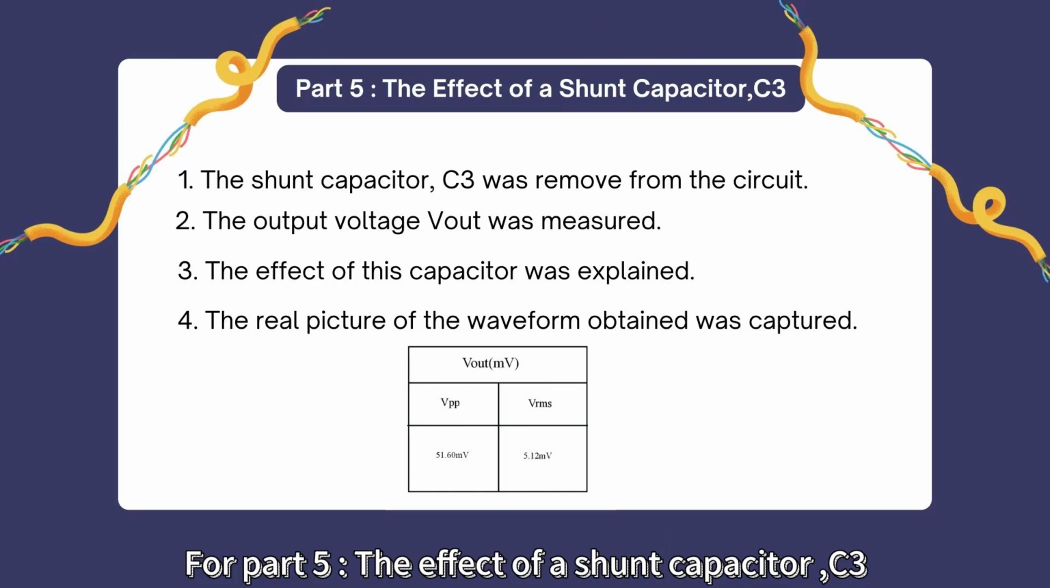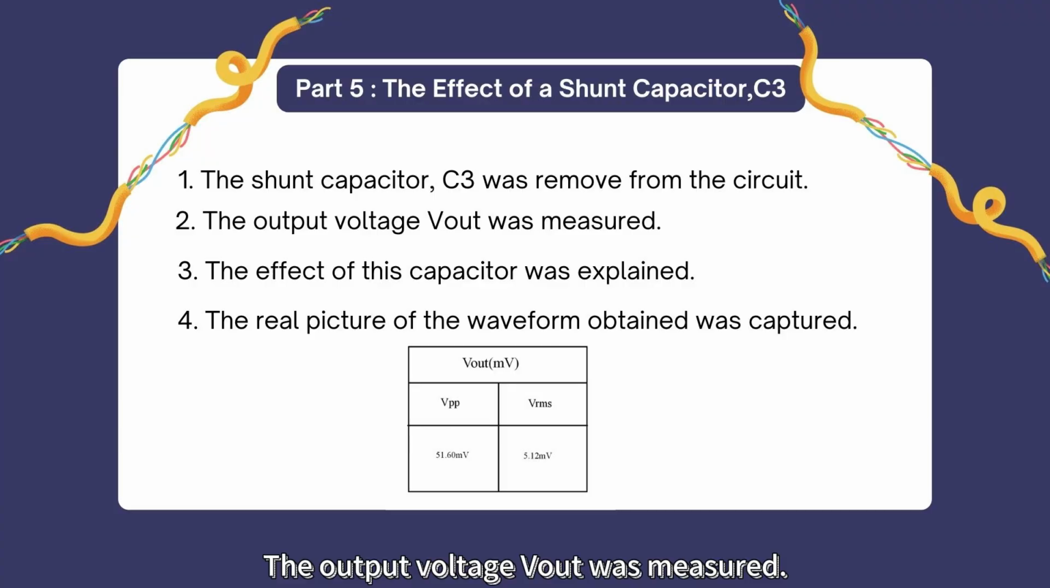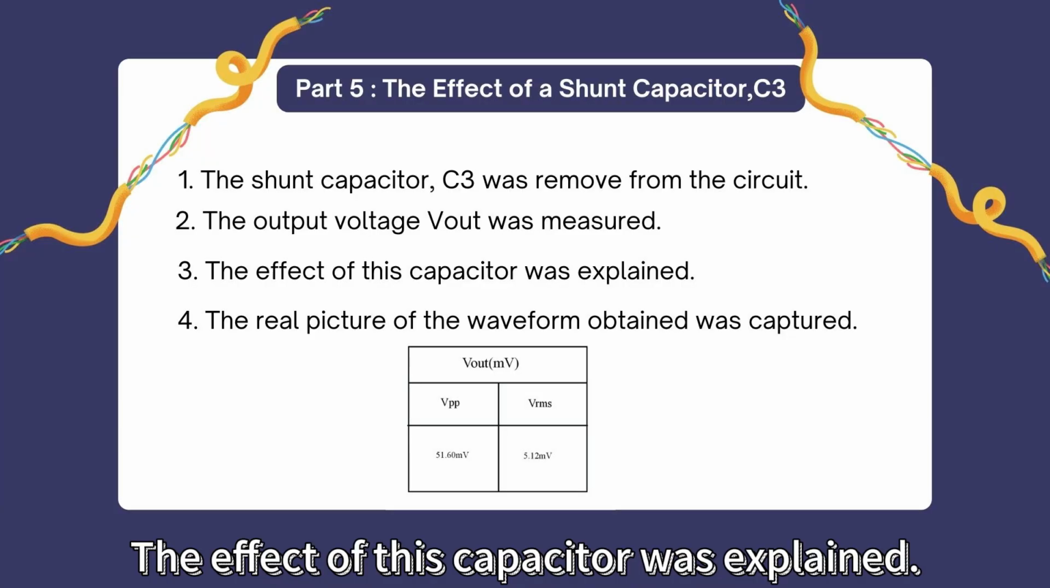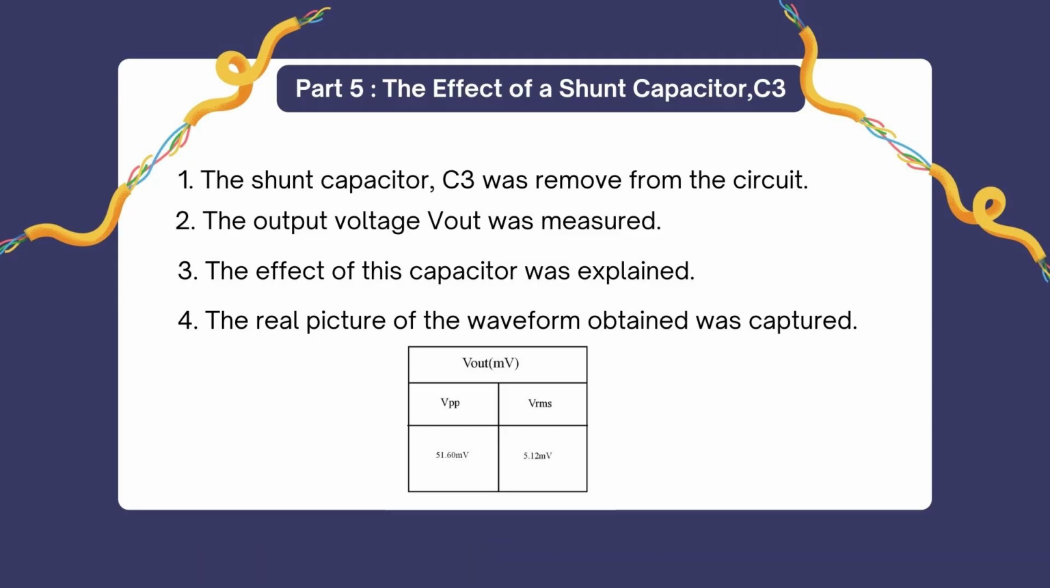For part 5, the effect of a shunt capacitor C3. First, the shunt capacitor C3 was removed from the circuit. Second, the output voltage Vout was measured. Third, the effect of this capacitor was explained. Fourth, a real picture of the waveform obtained was captured. So this is our table of the measurements.